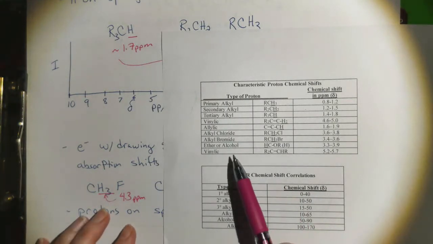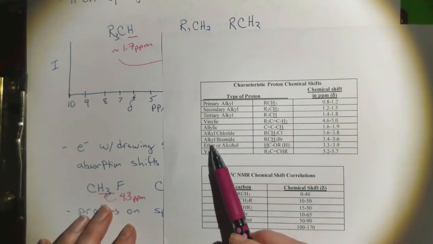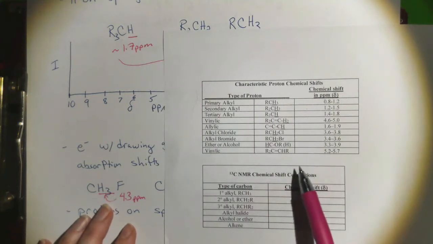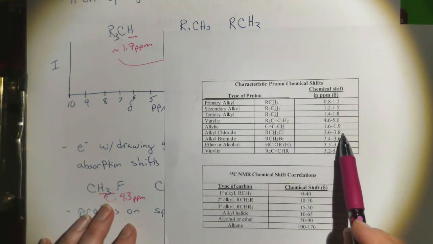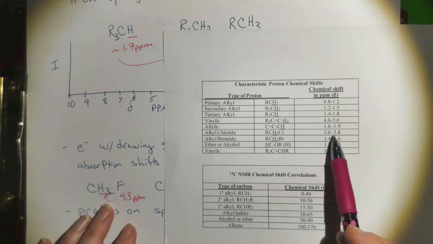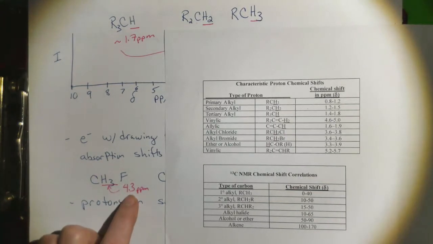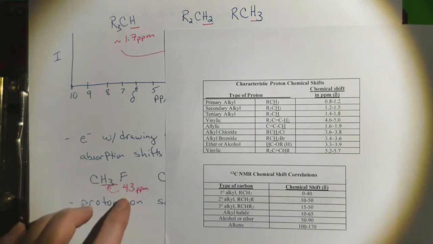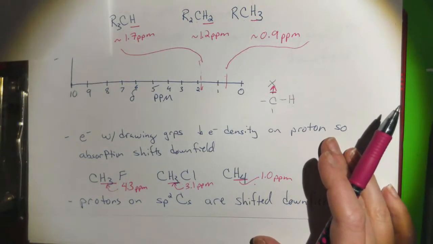I don't even have alkyl fluorides on here, but we would expect that range to be farther downfield relative to this. This goes up to 3.8, and we said this was 4.3, and again, that's because I took the proton NMR of the compound, and that's what it's reported as. So that looks good. Nothing strange there.